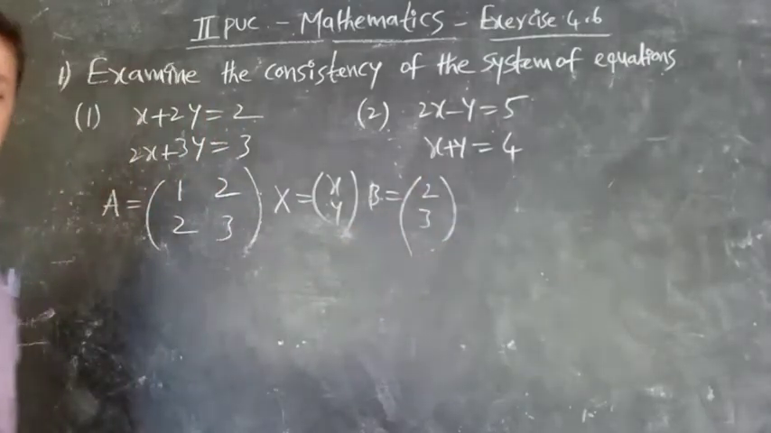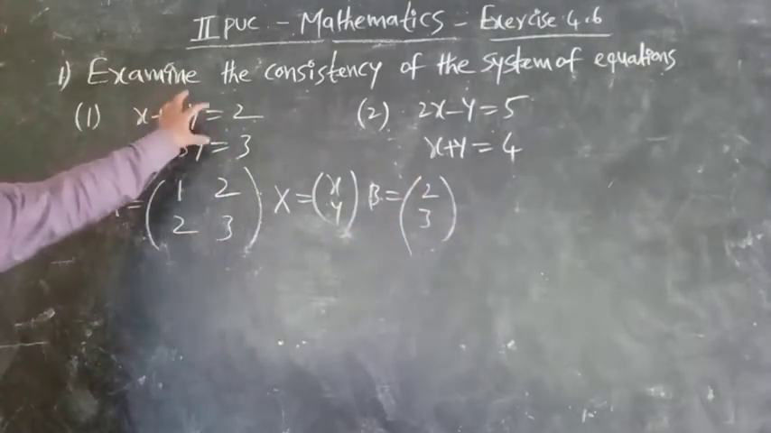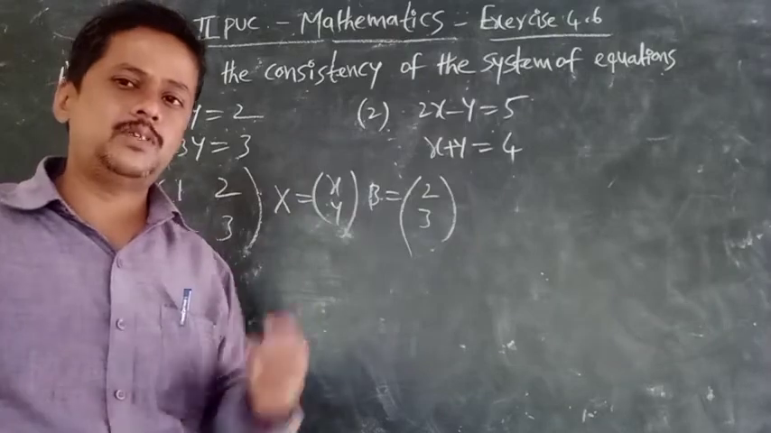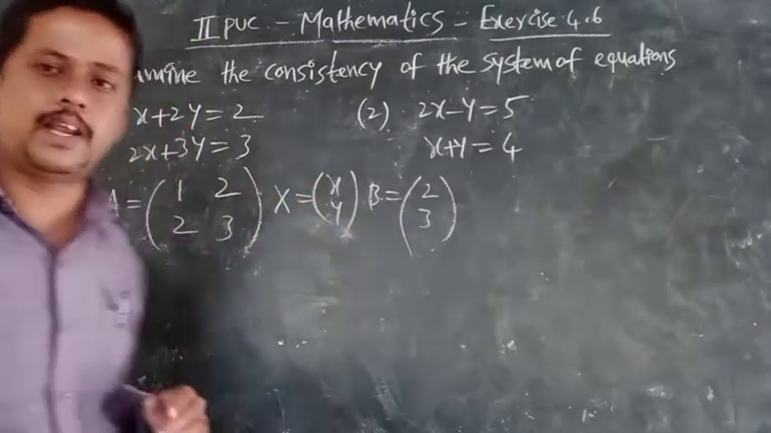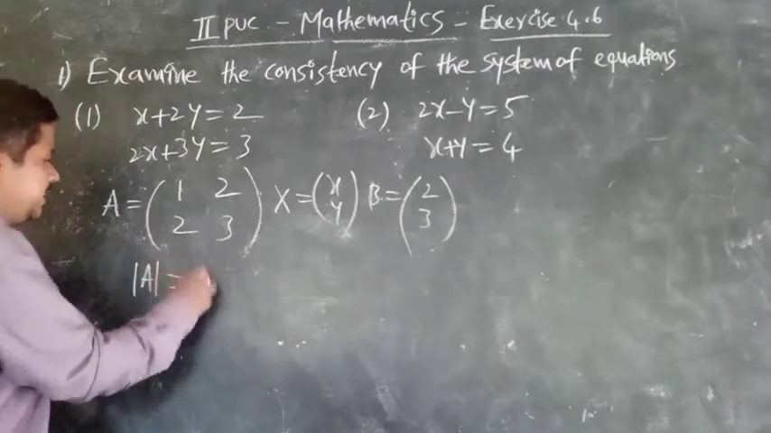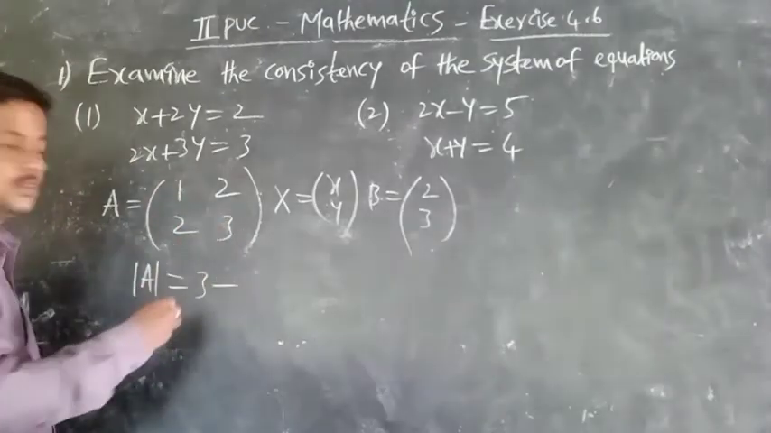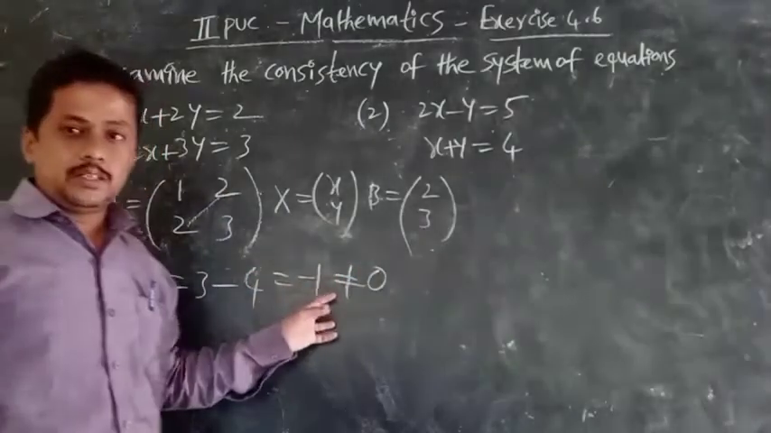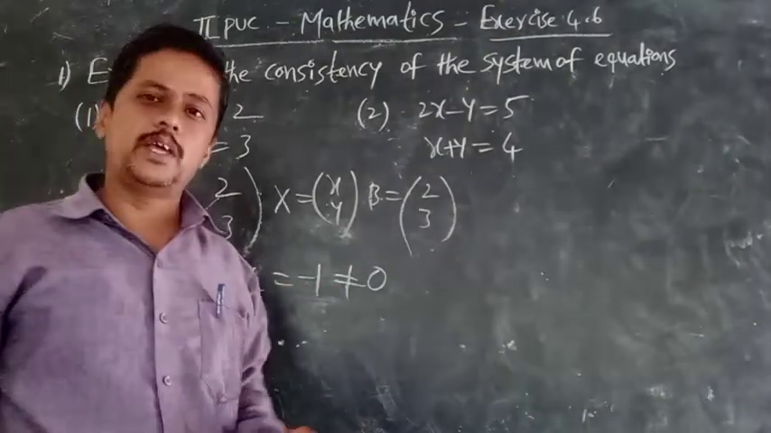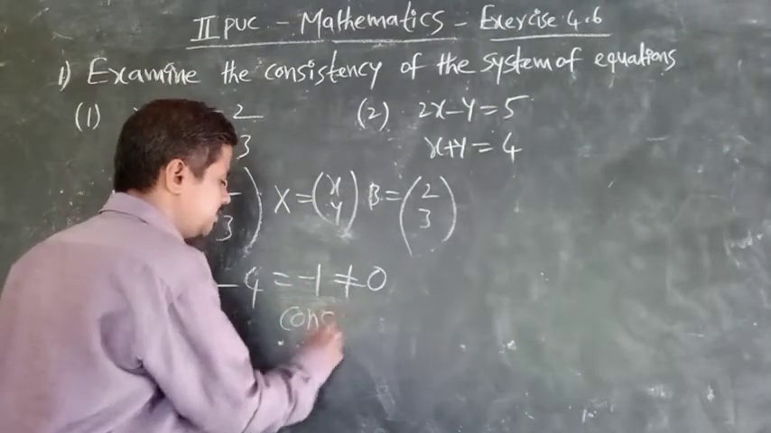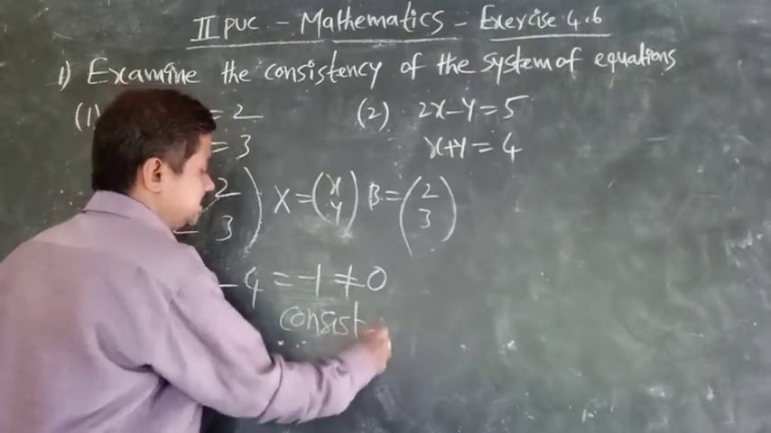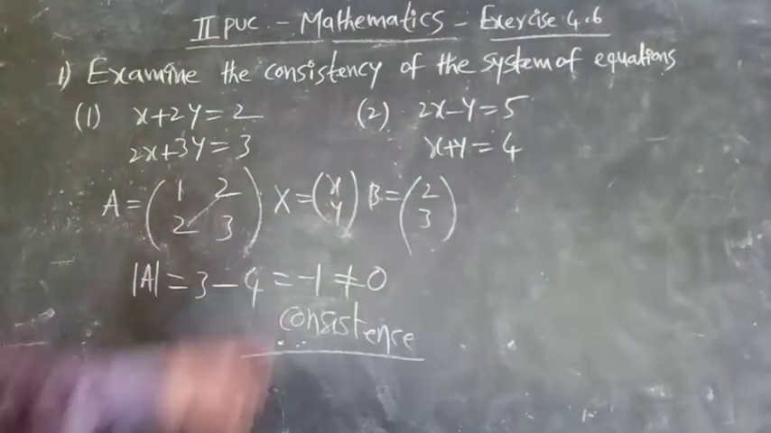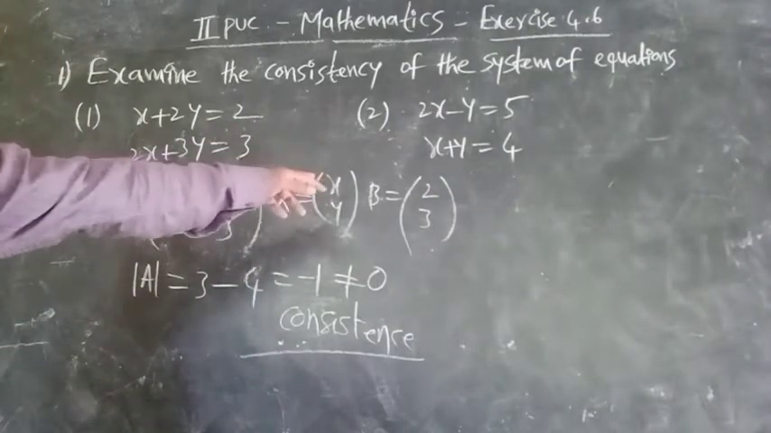To decide whether the system of equations is consistent or not, first you have to calculate the det value. Det A is equal to 1 into 3 minus 2 into 2, which is 4. So it is equal to minus 1. It is not equal to 0, so therefore the system of equations is consistent. Like that we have to decide.